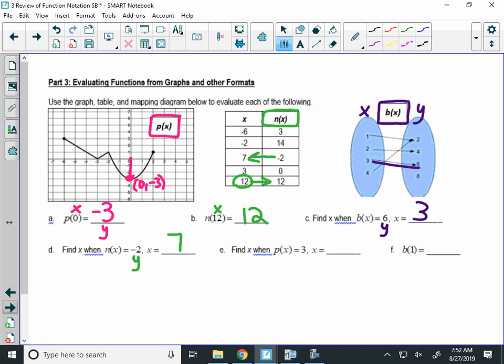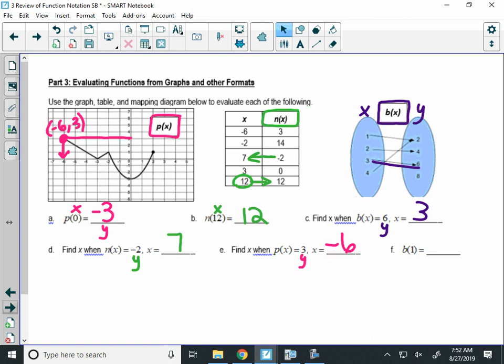Find x when p of x equals 3. Well, again, that 3 is an output value. It's set equal. So this time, I'm going to go to the y value of 3. Find where I have a y value of 3 on my graph right here, and go down to the x's. That would be at -6. So the x value of -6 gives me an output value of 3.